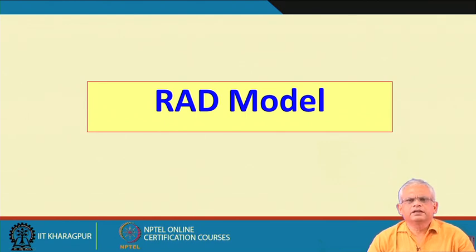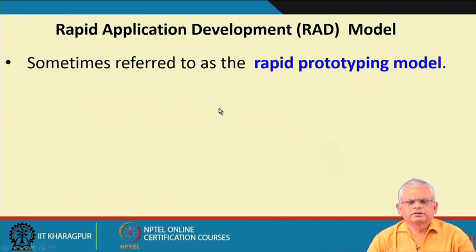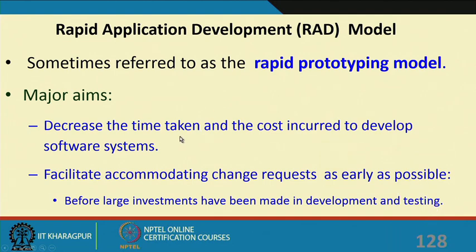The incremental model has become extremely popular. It is almost part of every model that is being used. Those are derivatives of the incremental model. One important derivative is the RAD model. RAD stands for Rapid Application Development. This is sometimes called the rapid prototyping model. Here the main aim of the model is to decrease the time taken and the cost incurred to develop the software, and facilitate accommodating change requests as early as possible before any large investments have been made.